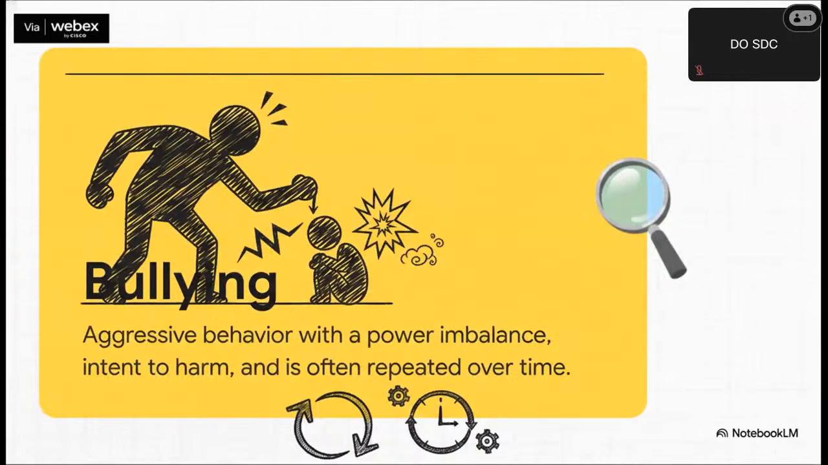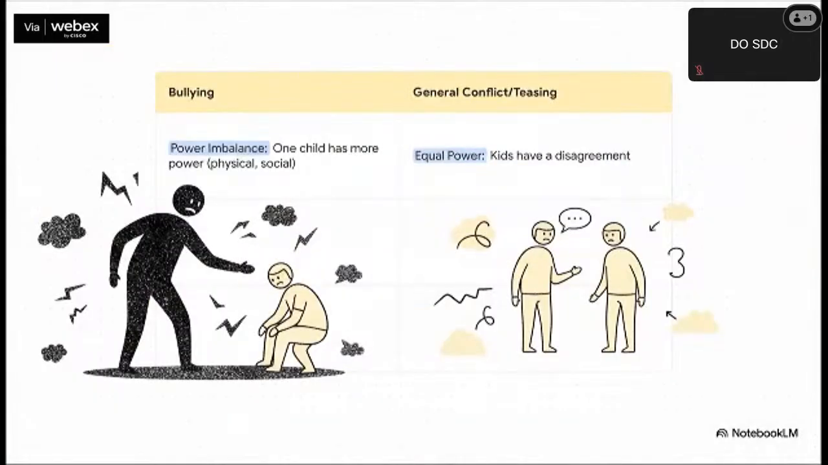It's really helpful to think of it this way. Bullying isn't just a simple disagreement. It has to have a power imbalance, there has to be a clear intent to cause harm, and, this is a big one, it's usually not a one-time thing. It's repeated.